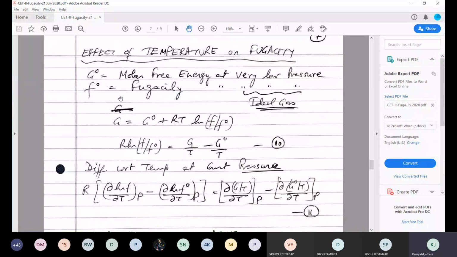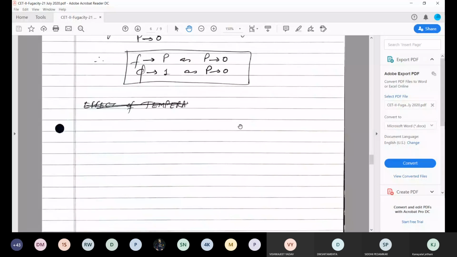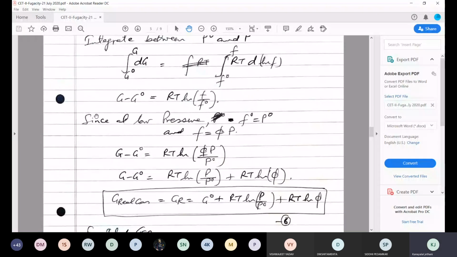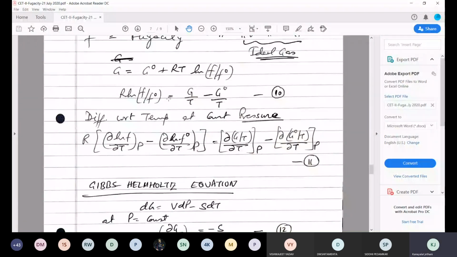We'll see both. So now we define G0, molar free energy at very low pressure, and F0, fugacity at very low pressure. That is for ideal gas, right? So G for real gas is equal to G0 plus RT ln F by F0. We derived this, right? This one. G is equal to G0 plus RT ln F by F0. So we can write the same thing as R ln F by F0 is equal to, here we brought, G by T minus G0 by T.